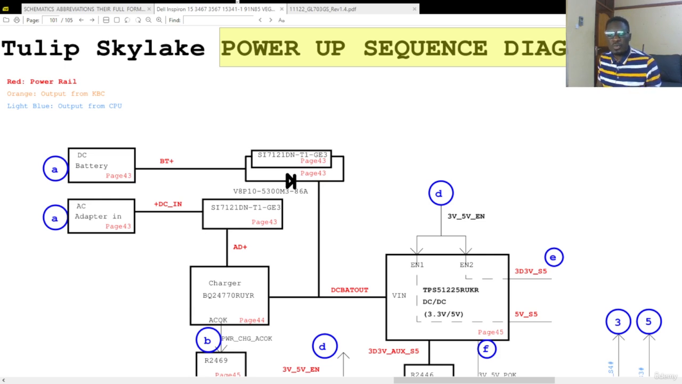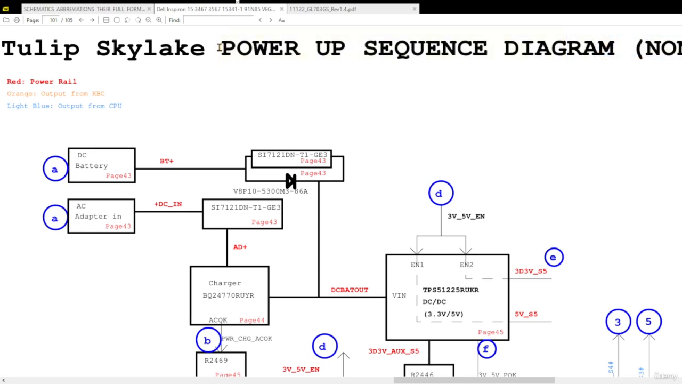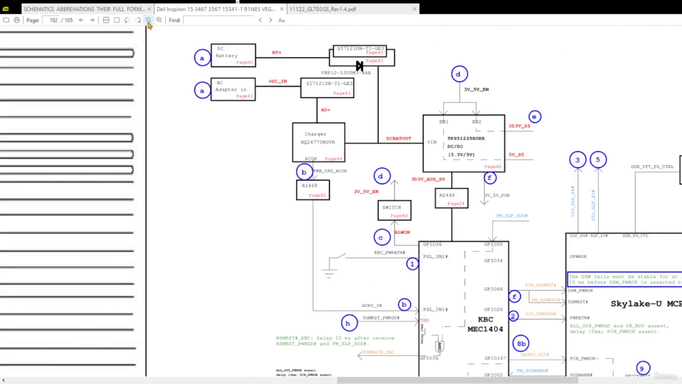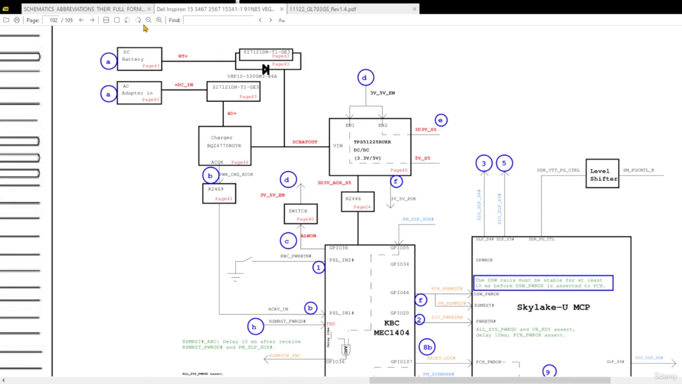In the last videos, we looked at different schematics diagrams and different pages. So in this video, we are going to look at the Power Up sequence diagram. As you can see in the background here, it says Power Up sequence diagram. This is one of the most important parts of the schematics diagram.